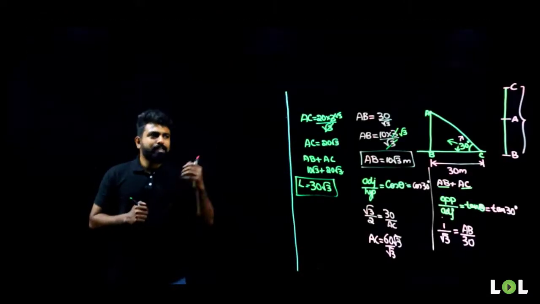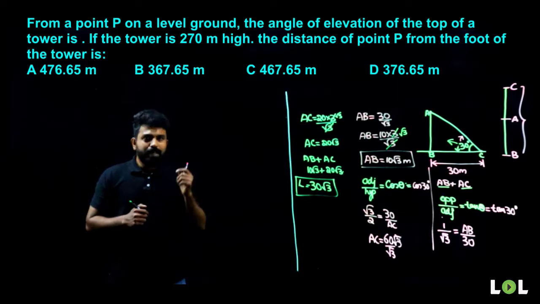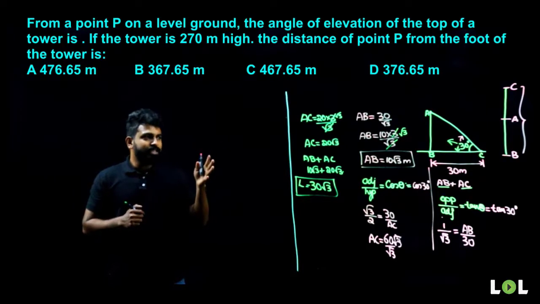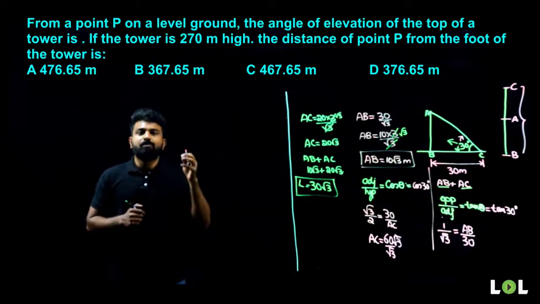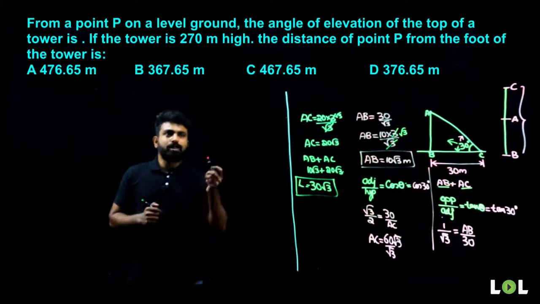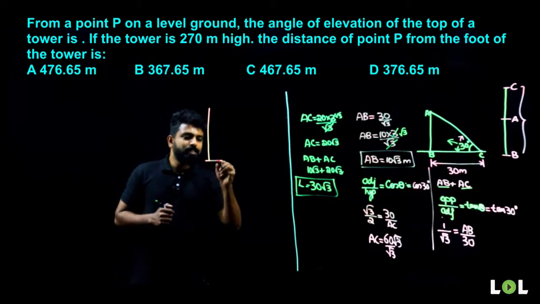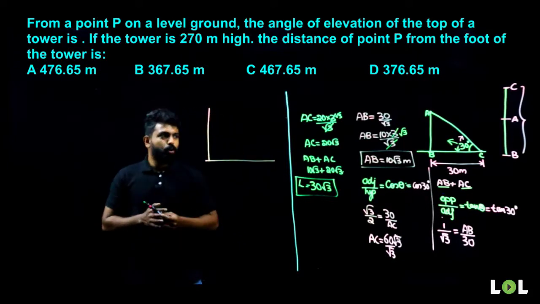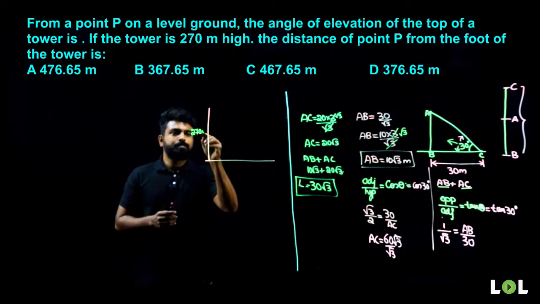Let us look at our next question here. What do they say? From a point P on a level ground, the angle of elevation of the top of a tower is 30 degrees. If the tower is 270 meters high, the distance of point P from the foot of the tower is? So there is one tower here, and they've given us the height of the tower. The height of the tower is 270 meters.